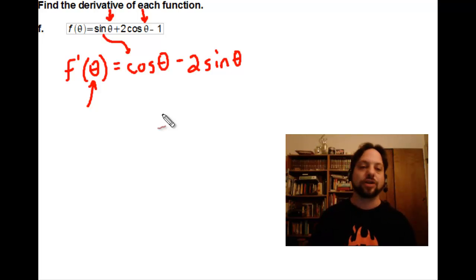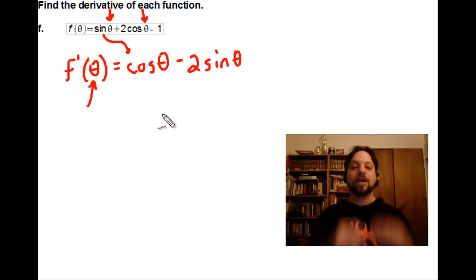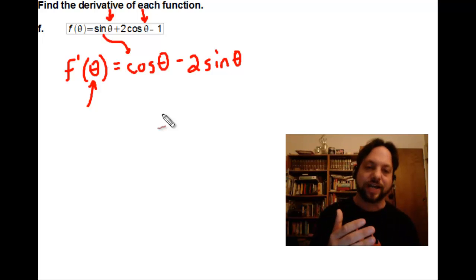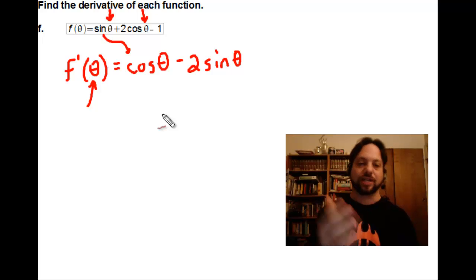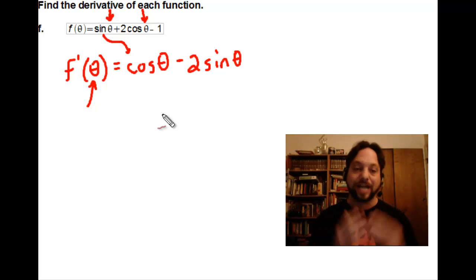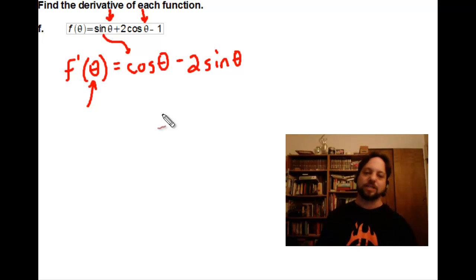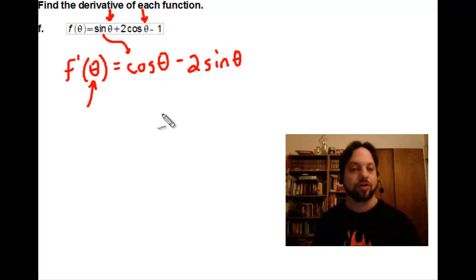And now what we're going to do is take a look at g and h, in which we're going to find the derivative of the function in order to find the slope of the tangent line to that function at a given point. And then we'll use a point slope formula. It'll be easy. We'll just do a couple examples and then we'll be on our way.